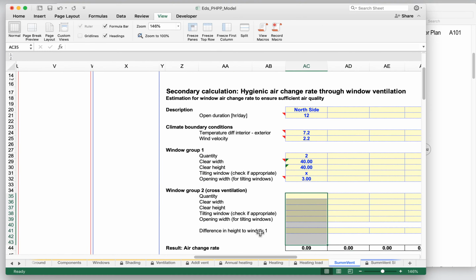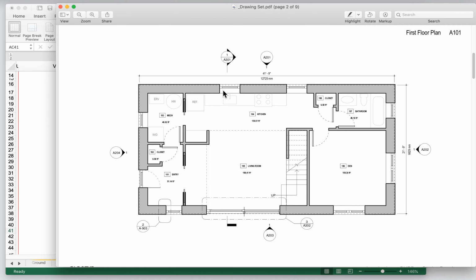Notice here we have another section where we're able to enter opposing windows for cross ventilation purposes. So if we have windows which are opposite to this first bank, we can also enter a height difference, and then that will increase the air exchange rate here significantly. Now, for this case, these two windows, I'm going to say these don't have an opposing window.